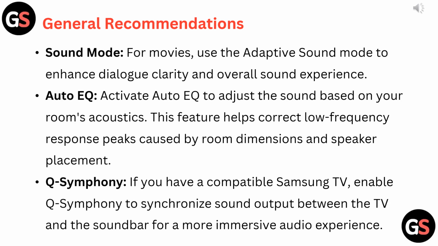General recommendation: sound mode for movies, use Adaptive Sound mode to enhance dialogue clarity and overall sound experience. Auto EQ: activate Auto EQ to adjust the sound based on your room acoustics. This feature helps correct low frequency response peaks caused by room dimensions and speaker placement.